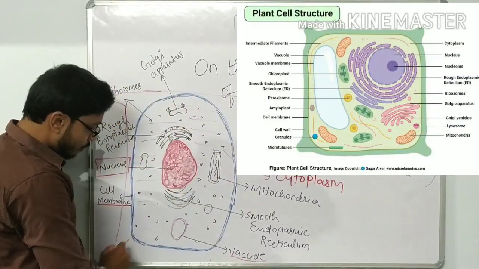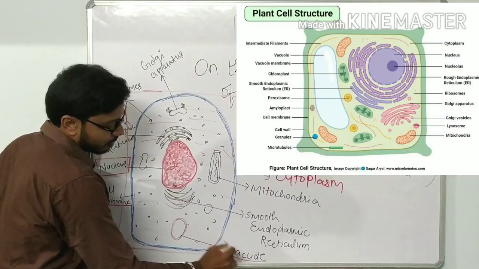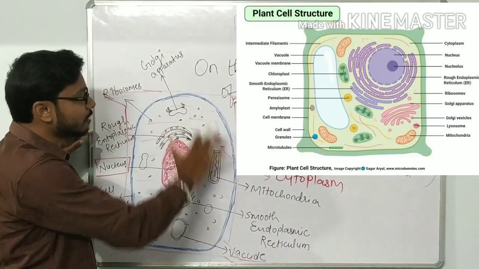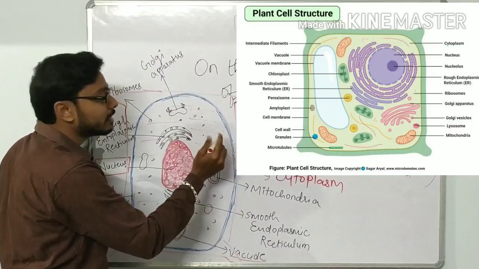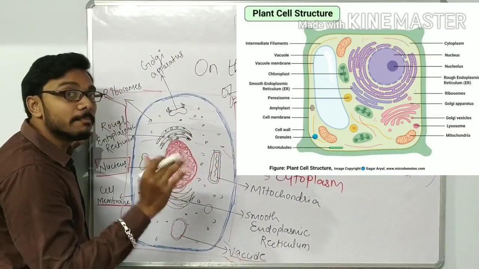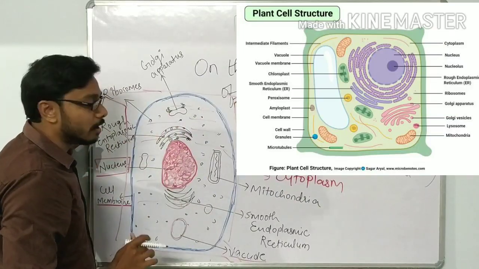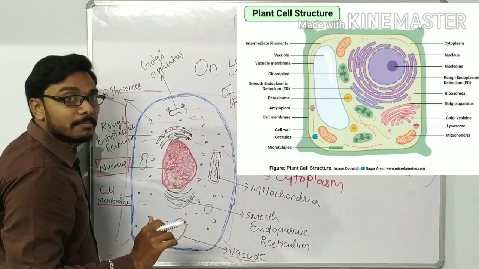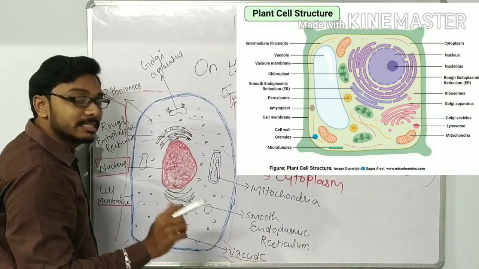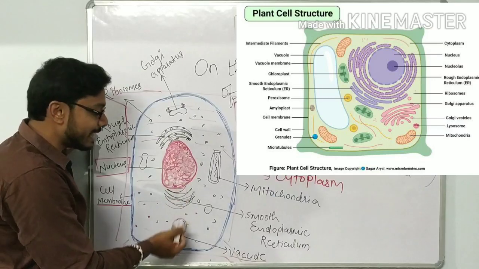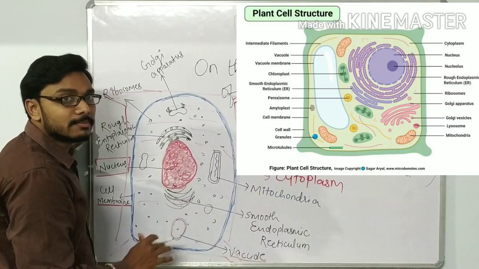In the plant cell there will be a cell wall like this, that I will show you in the correct image. There will be a cell wall, and inside that cell wall there will be a cell membrane. So that is a plant cell, but animals don't have the cell wall. One more change in the plant cell is that it has the vacuole in bigger size, while animal cells have the vacuole in small size.